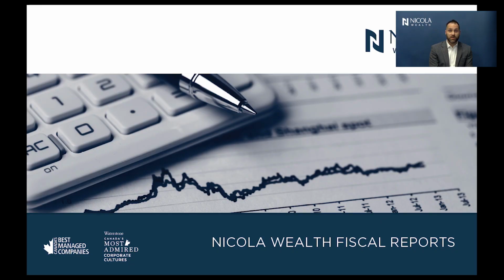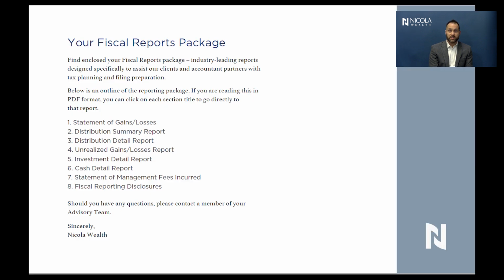This is a sample of our Nicola Wealth fiscal reports. There are summary reports and detailed transaction reports. Three main objectives of these reports are to, first, show the gain or loss that occurs when an investment is sold in your portfolio. Second, show the taxable income allocated from your investments, which will also match what you see on your tax slips. Thirdly, to show the Nicola Wealth management fees that can be deducted on your tax return. There are other uses for these fiscal reports, but these three are the main ones.